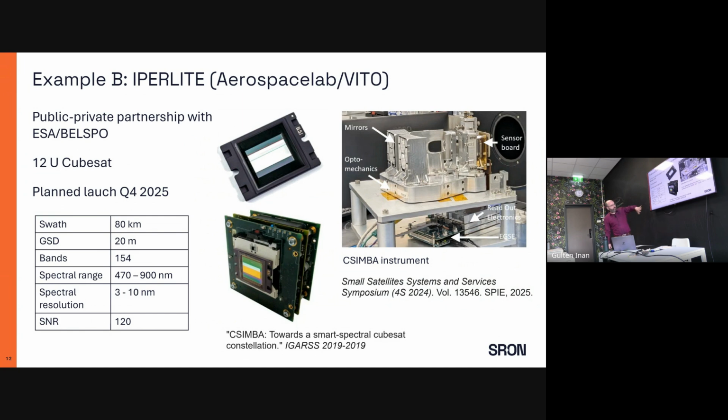Here in the middle, you have an example of how the detector chip looks, and on the right-hand side, you see how the optomechanics look. Often what we do is we take just 3 mirrors, so we call it a 3 mirror anastigmat, and then the detector, so you get a nice non-aberrated image on the detector. So a good image for the data for you to use.